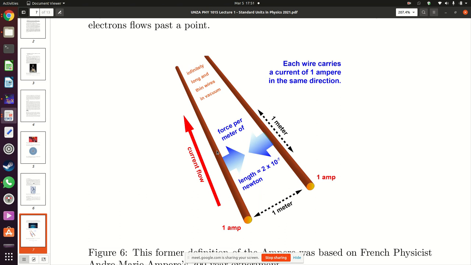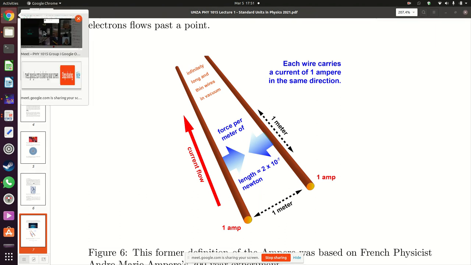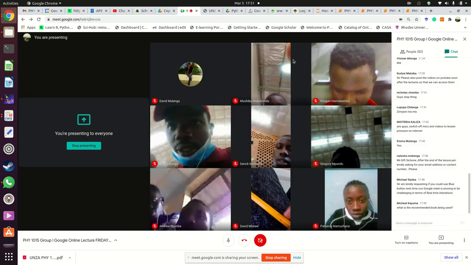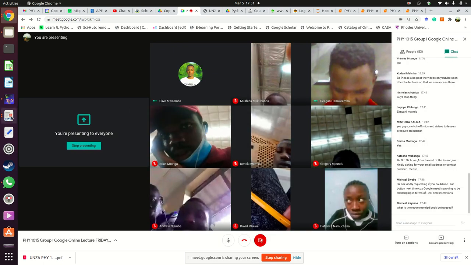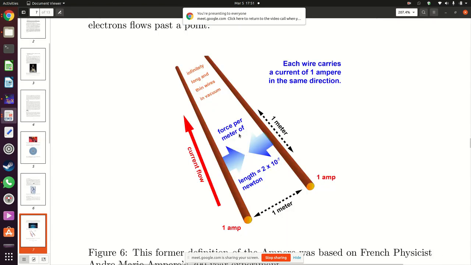When a current is passing through a wire, that wire acts as a magnet. The magnetism is very weak, but nonetheless, it still acts as a magnet. Are you aware of this? That a current carrying conductor acts as a magnet. And that's how you end up with something called an electromagnet.